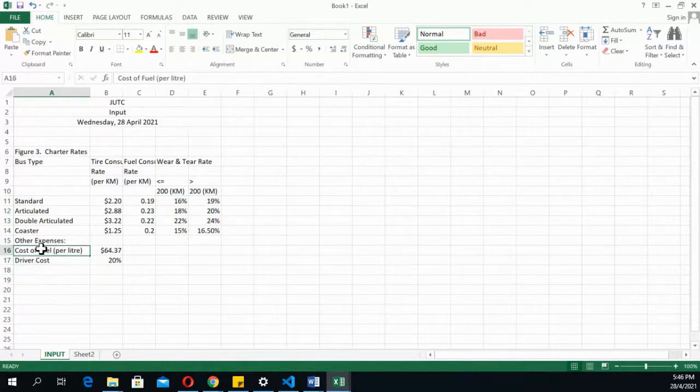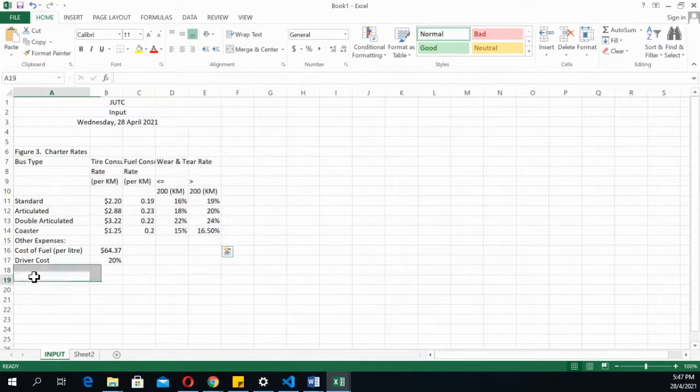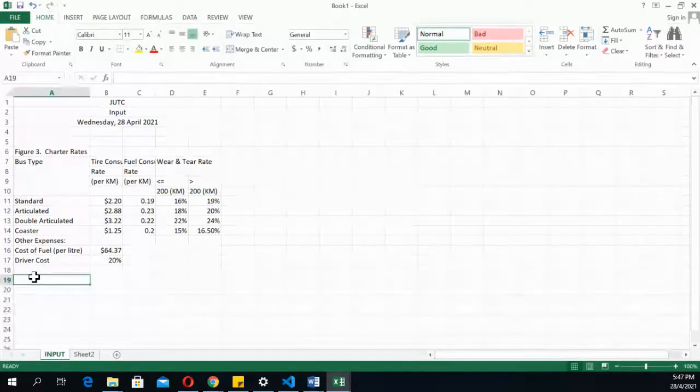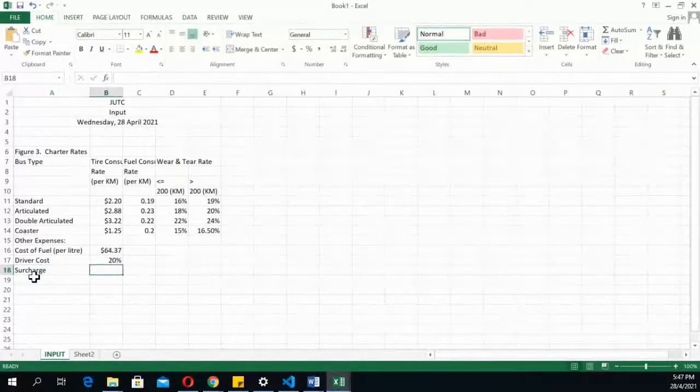Any other input? So we have driver cost, cost of fuel, and we have this table. We still need to fix up the table. Let's just leave it there for now. Any other data or information that we need to add to the input section? I think there was a rate, the rate that they gave, the 55%. And I see that look like Alia. I'm not certain how you pronounce the name, but that's just a surcharge. So let's put the surcharge as well. The surcharge is 12%.